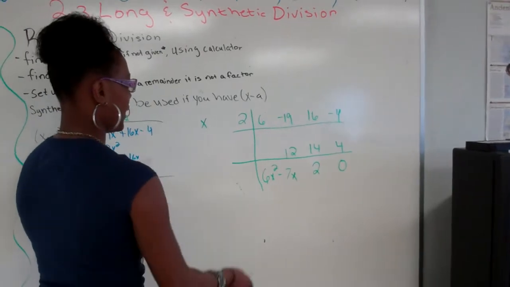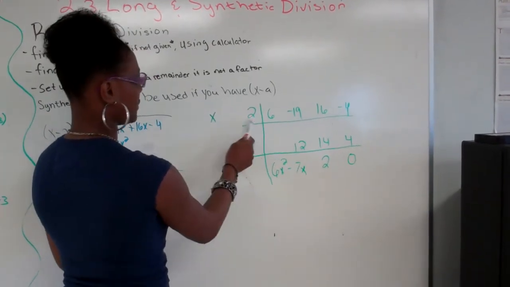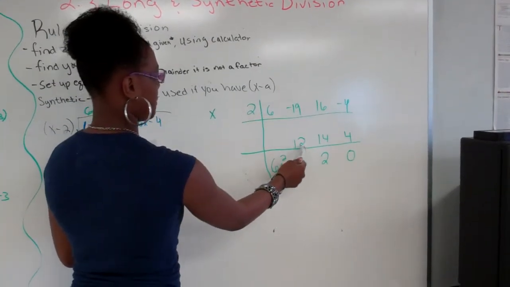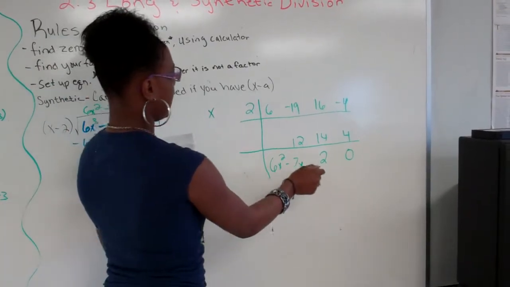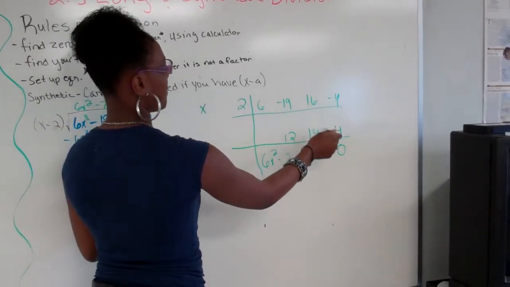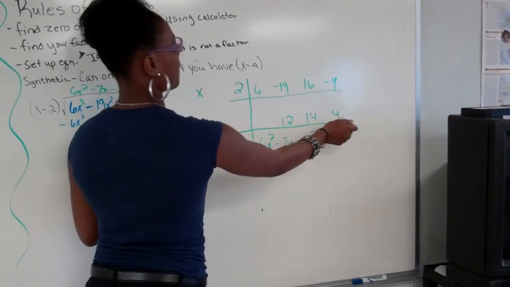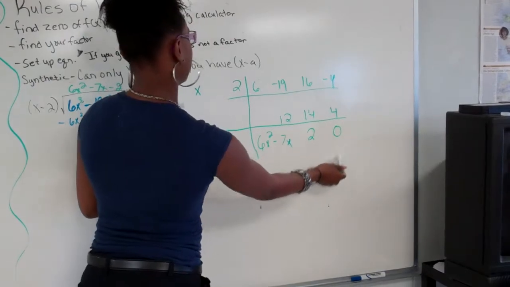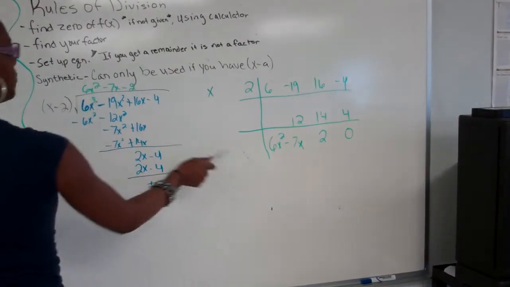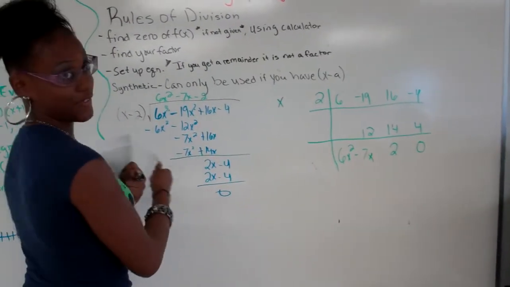To explain it a little bit, you would bring down a 6. 6 times 2 is 12. -19 plus 12 is -7. -7 times 2 is -14. 6 minus 14 equals -8... 2 times 2 is 4. -4 plus 4 equals 0. And you get the same answer as you would with long division.